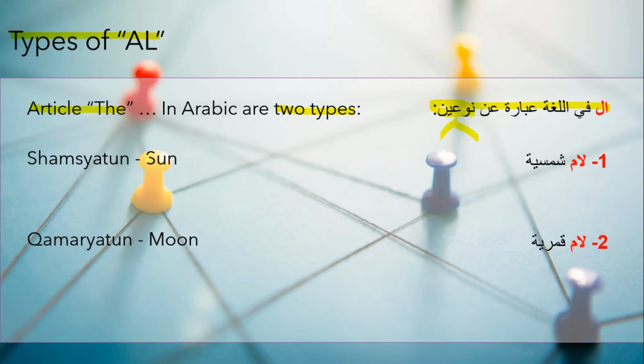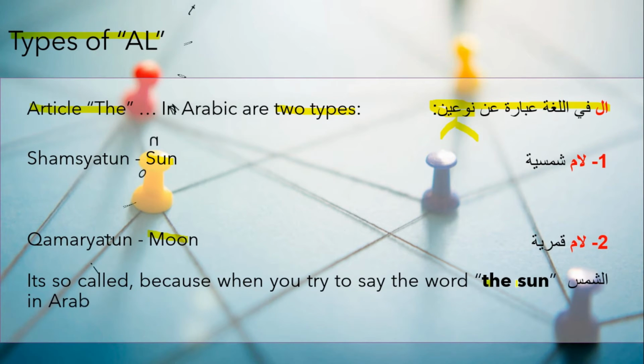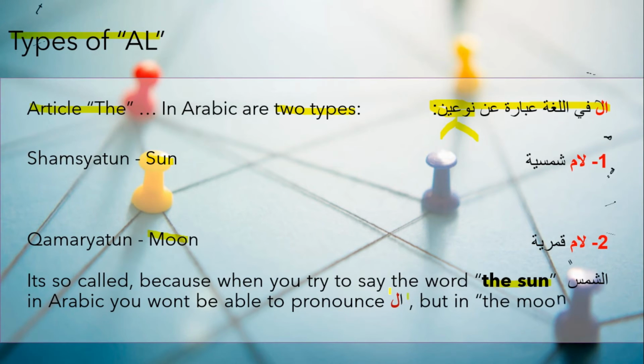Why am I writing sun and moon? Here is the reason why we name them Shams, which is in Arabic sun, and Qamar, which is moon. We call them so because when you try to say the word for the sun, ash-shams in Arabic, you won't be able to pronounce the lam in L.